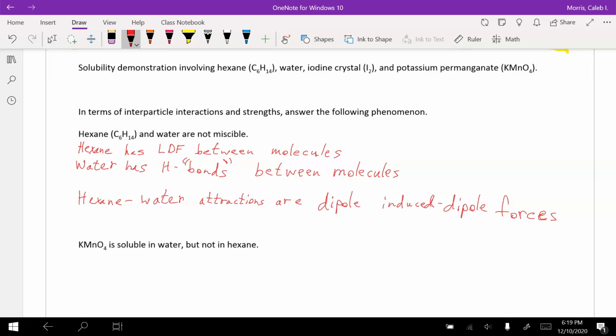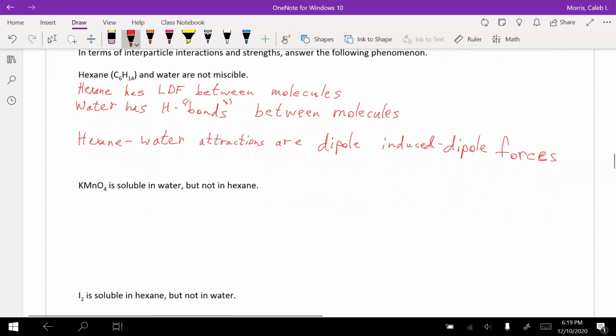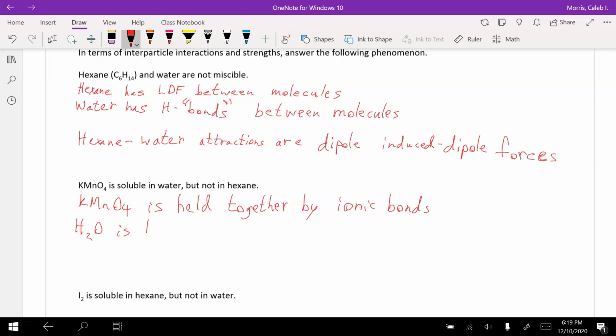Then we see KMnO4 is soluble in water, but not in hexane. Okay, we can see this because KMnO4 is ionic. Okay, so KMnO4 is held together by ionic bonds. Water is held together by dipole, or not just dipole, but hydrogen bonding. Dipole as well, but it's held together by hydrogen bonds.